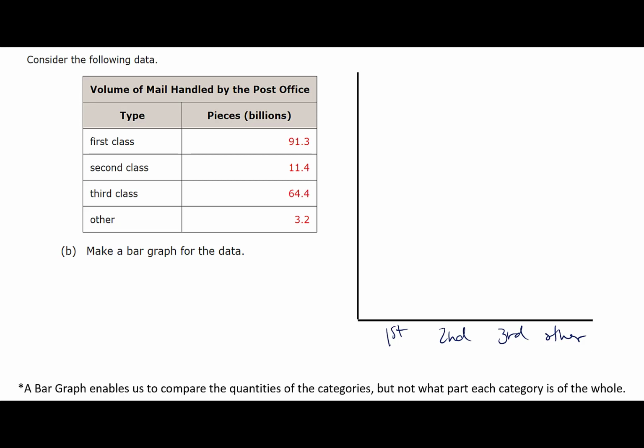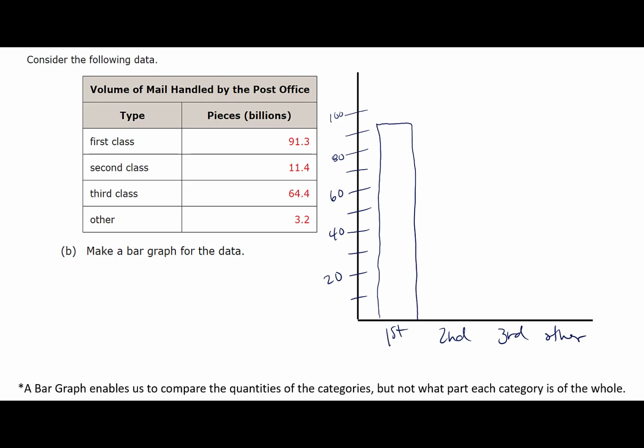It's a pretty big spread from 3.2 to 9.1. I think I'm going to be pretty generous and go up by tens. So 10, 20, 30, 40, 50, 60, 70, 80, 90, 100. And so this is 20, 40, 60, 80, 100. Okay, so for the first class mail, we're going to draw up to 91. And again, this is not going to be super straight, but I'll do the best I can.